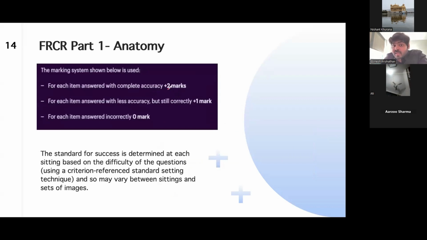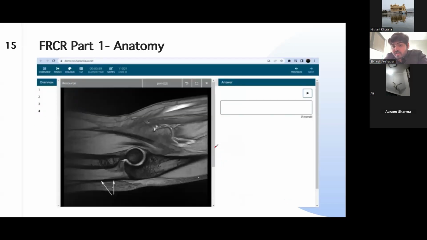For every correct answer you'll get 2 marks. For every partially correct answer you'll get 1 mark. For every wrong answer you'll get 0 marks. Again, for anatomy you don't have a fixed passing mark, and the passing mark depends on the performance of other candidates. For FRCR anatomy, the passing mark usually ranges between 150 and 160 every year. So if you target 160, you should be safe, right?